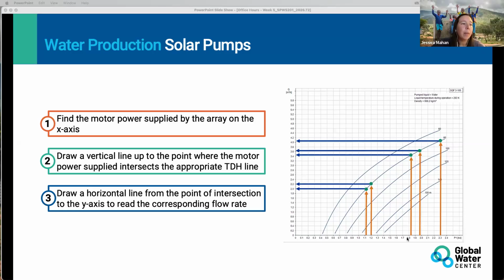So maybe at noon, our power is 2.3 kilowatts. So we'd find that on the curve. We'd go straight up to whatever line matches our TDH for the project. And then we can go over to the left to match that up with our flow that we'll get at that hour. And so you do that for every hour of the day that you have power coming from your array. And that will give you your total production for the day if you add all of those up.